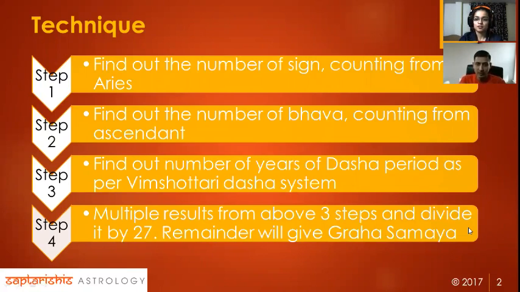Why it is 27, I don't know. Sages have given us the technique. So what we are doing here is explaining to our audience how this technique works with the help of an example.